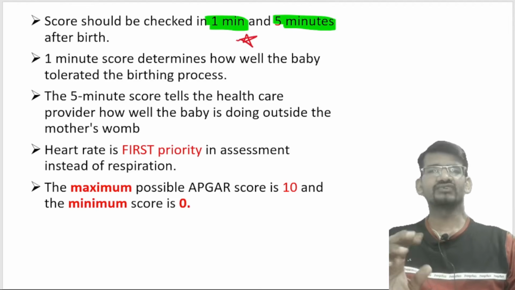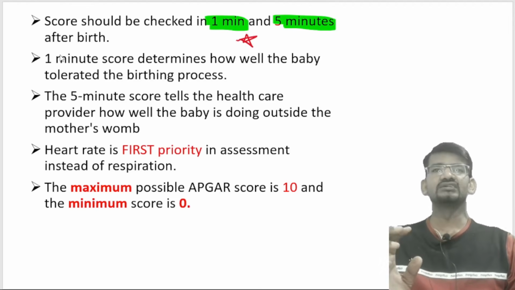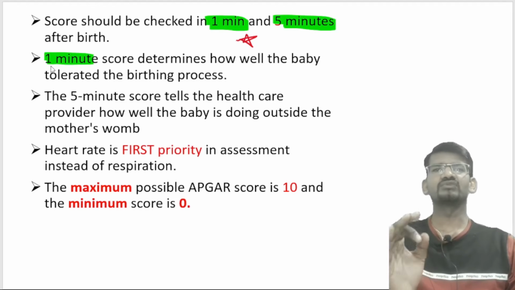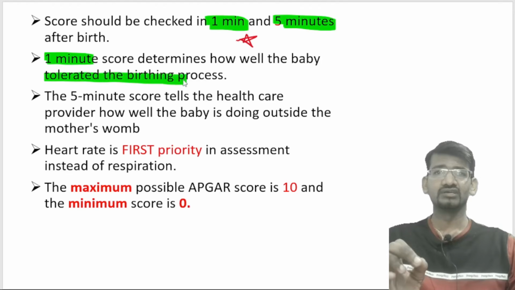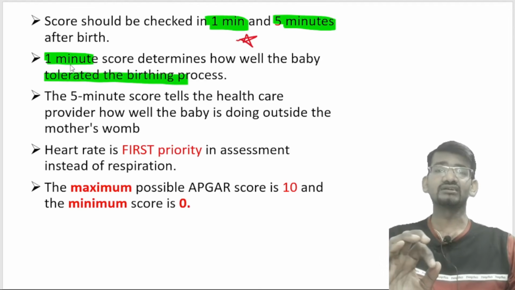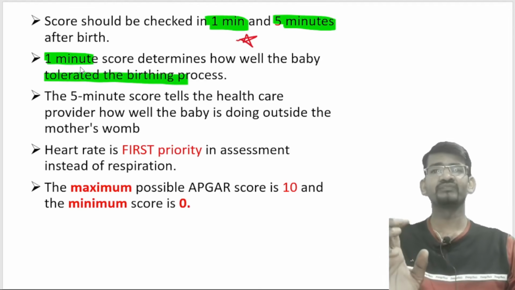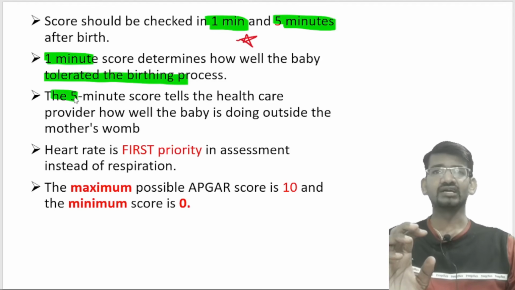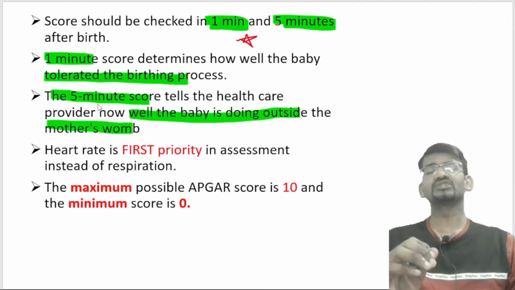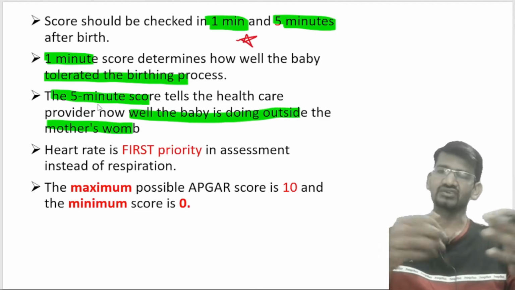Then what does the first minute and the 5 minute score indicate? The score that we assess in the first minute indicates how well the baby has tolerated the birthing process. So during the process of delivery, how the baby has tolerated. And the score that we assess after 5 minutes of birth indicates how well the baby is doing outside the mother's womb. That means how well the baby has adjusted with the extrauterine life.